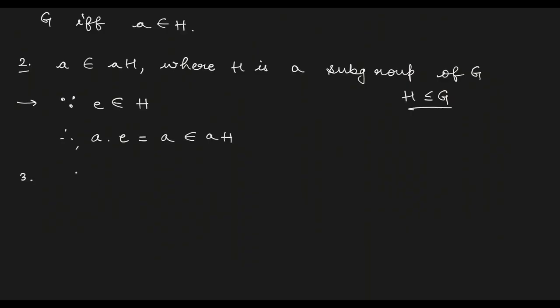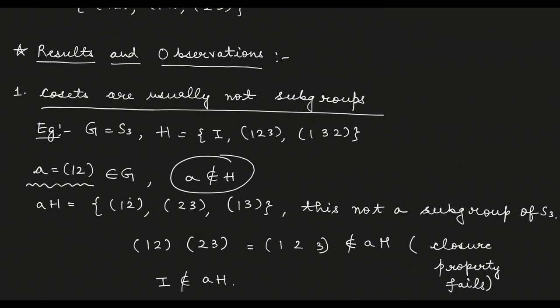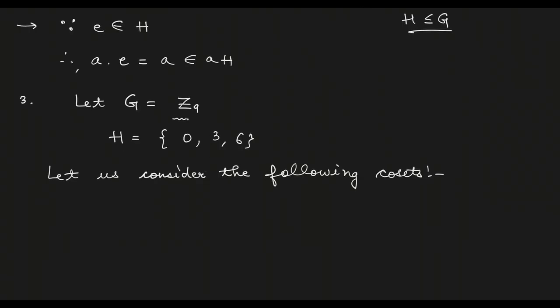Next, let group G equal Z9 and H equal {0, 3, 6}. Now let us consider the following cosets. Now in case of symmetric groups, the operation was basically composition of two cycles. Now here it is Z9, so what will be the operation?